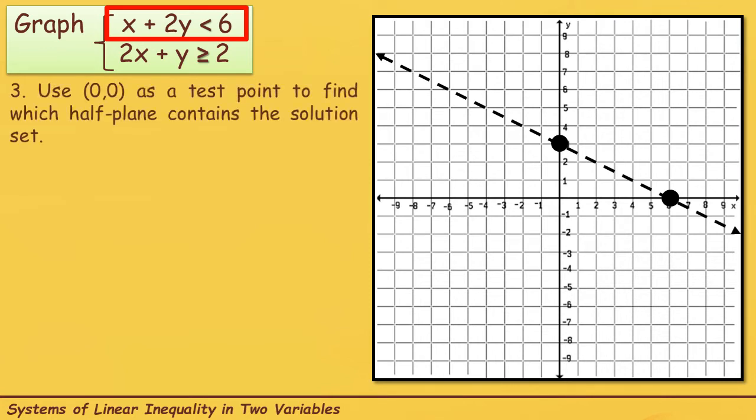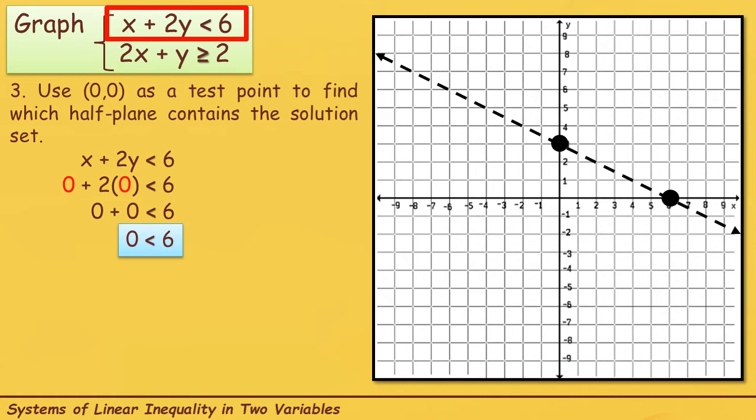Now, use (0, 0) as a test point to find which half plane contains the solution set. Ang ating first inequality ay x plus 2y is less than 6. Gagamitin natin yung (0, 0) para malaman natin kung aling part ba ang magiging solution set natin sa ating linear inequality. Substitute the value of x and the value of y as 0. 0 plus 2 times 0 is less than 6. 2 times 0 is still 0. Kaya naman naging 0 plus 0 is less than 6. 0 plus 0 is still 0. 0 is less than 6.